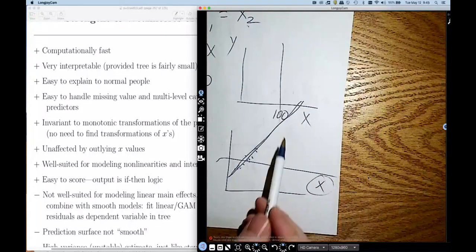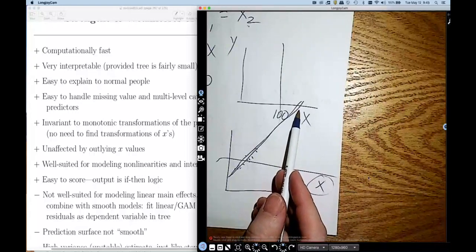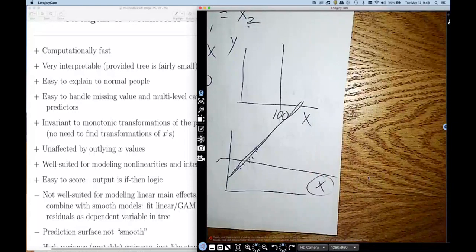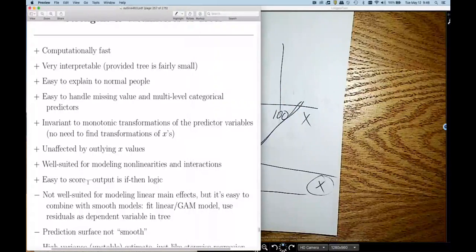Okay, so trees cannot have that sort of influence because they just get lumped into a bin and the y values get averaged. Now, again, if you have an extreme y value, means are not robust to an extreme value, but at least on the x side, you don't need to worry about outliers. Very well suited for modeling nonlinearities and interactions. That's what they're designed for.